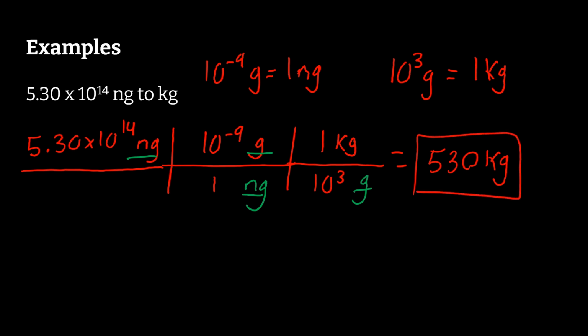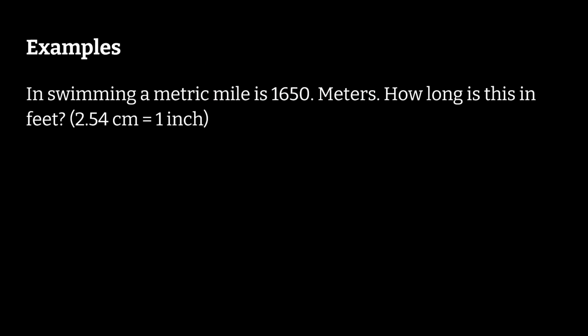Let's take a look at one more example. In this example, it says that in a swimming pool, a metric mile is 1,650 meters. How long is this in feet? So we have our 1,650 meters. We have our meters on top. So we know that we're going to have meters on the diagonal.